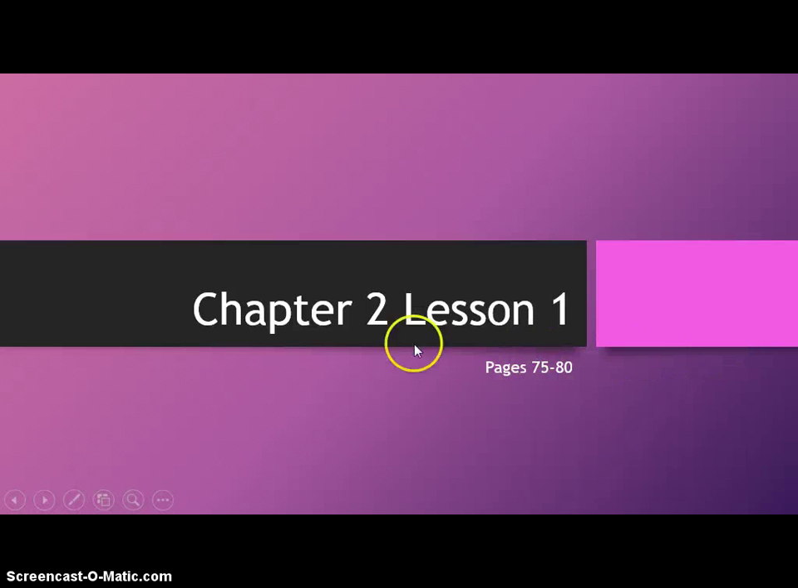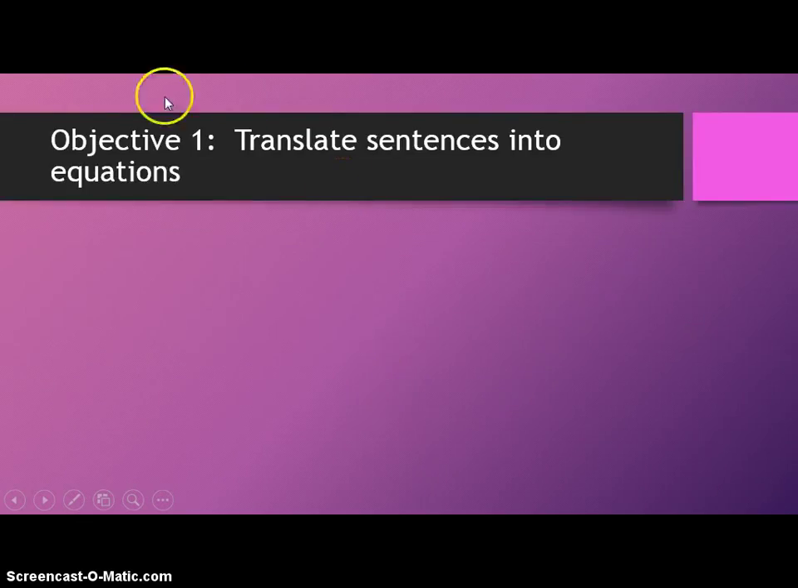Hello, today we're going to talk about Chapter 2, Lesson 1 in your book. That will be pages 75 to 80. So let's get started. Our first objective in this lesson is to translate sentences into equations.